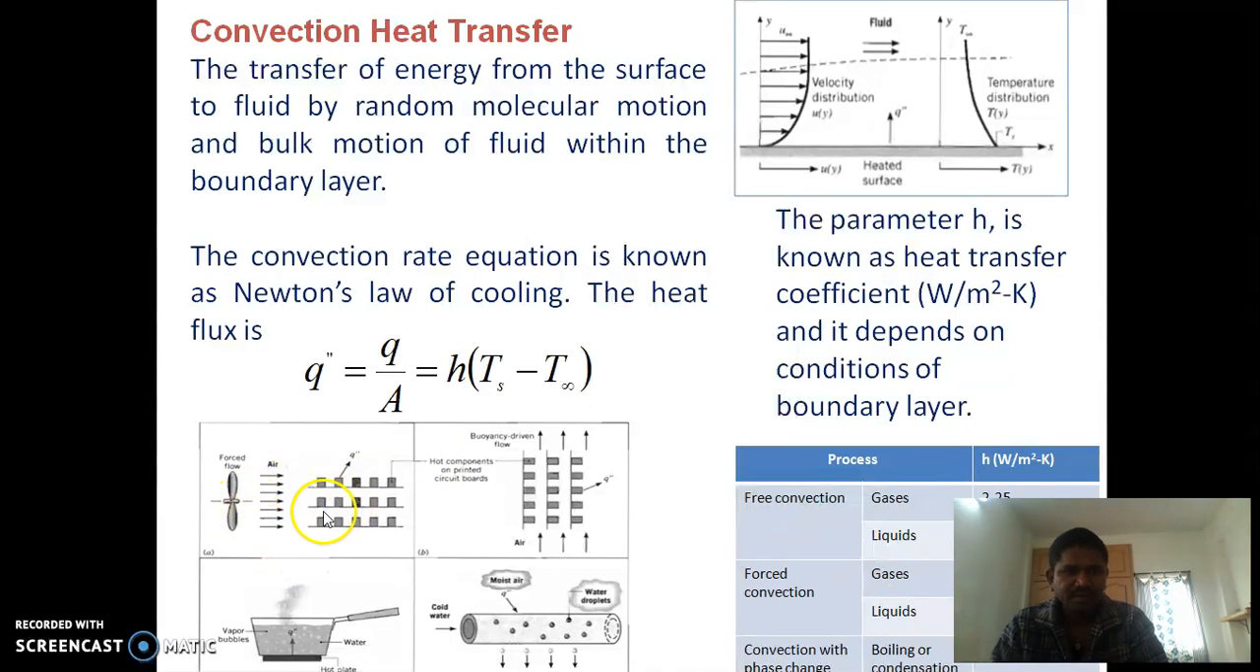So in convection heat transfer, if the fluid is flowing with some external agency, then we call it as a forced convection. If the fluid is flowing with temperature difference or buoyancy, density difference, then we call it as a free convection heat transfer. In these two cases, the heat is transferred to the fluid as a sensible heat. If we want to transfer heat in the form of latent heat, either boiling or condensation application, we can apply.